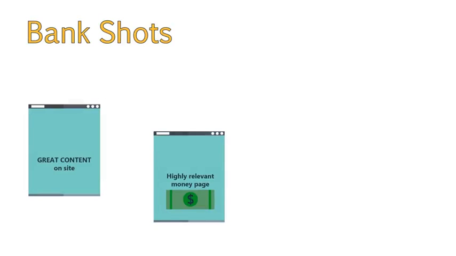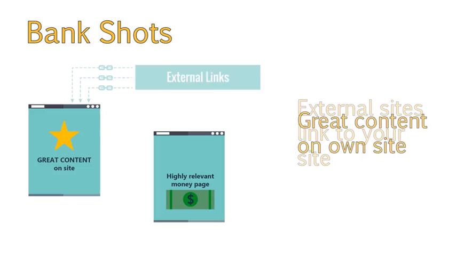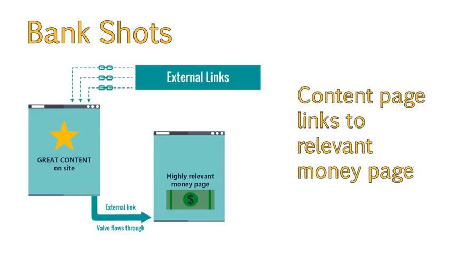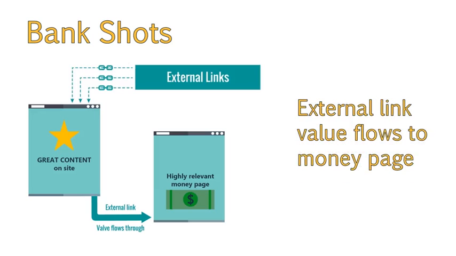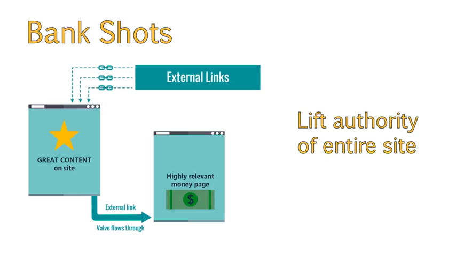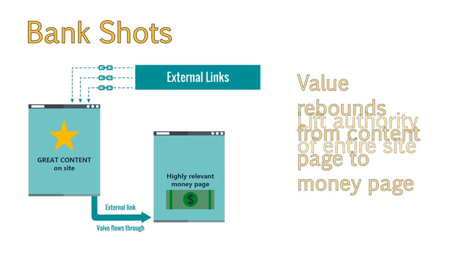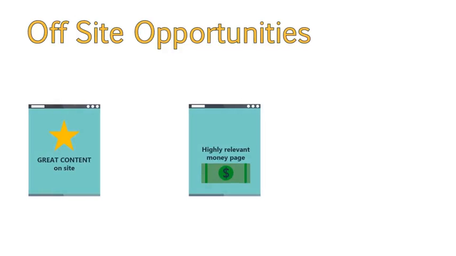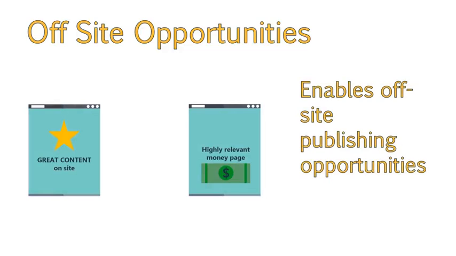So now let's look a little bit deeper into the process. If you have this great content that you publish on your site, and you get links to that content, and then you might elsewhere on your site have a highly relevant money page. Well, by passing link value into the content, that great content I'm showing there on the left, some of that external link value flows through to that highly relevant money page. And in fact, those links to that great content lift the authority of your entire site. This is why I call that a bank shot, because it kind of has to flow through to that money page on your site.